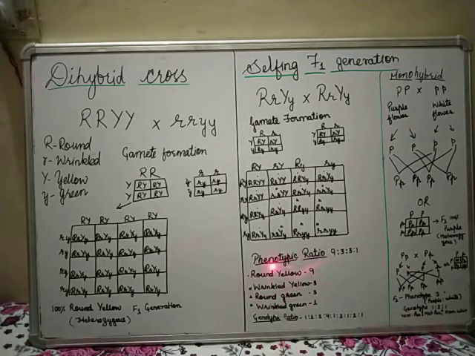In case of dihybrid, we get the ratio 9:3:3:1 for the phenotype, and for the genotype we have 1:2:2:4:1:2:1:2:1. So this is not required for you. This is only for your understanding of how this is calculated.